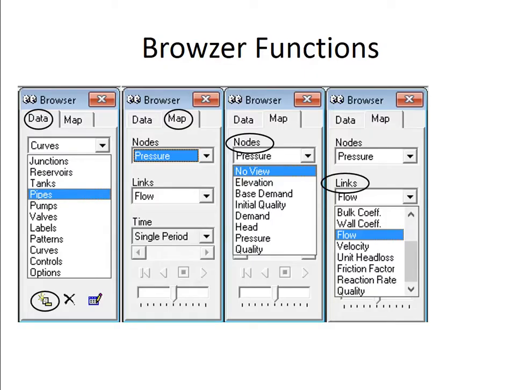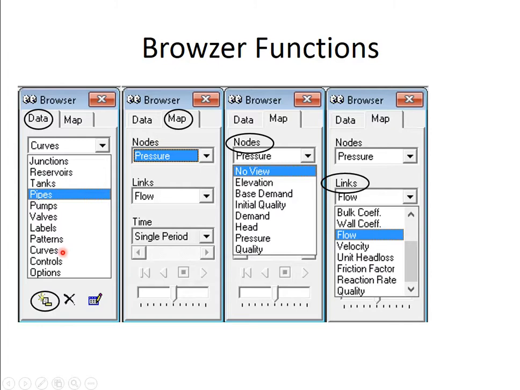When you look at those browser functions, you have two things that you can click on. One is data, and that's when you're setting your system up, and the other is map, which lets you look at it after the run. On the data, if you click on this, you'll get this drop-down menu where you can change junctions, identify junctions, reservoirs, tanks, pipes, pumps, valves you can put in. You can label it however you want it. There is a demand pattern that you can put in, and that'll be a future PowerPoint.